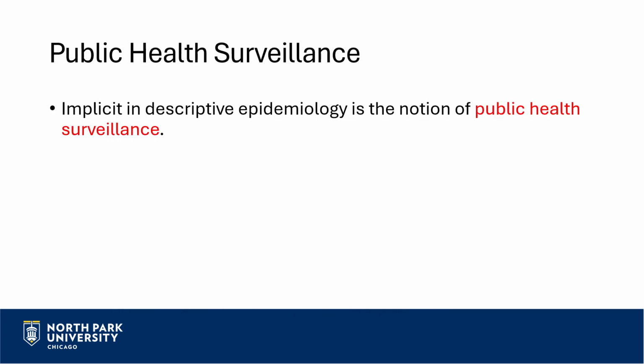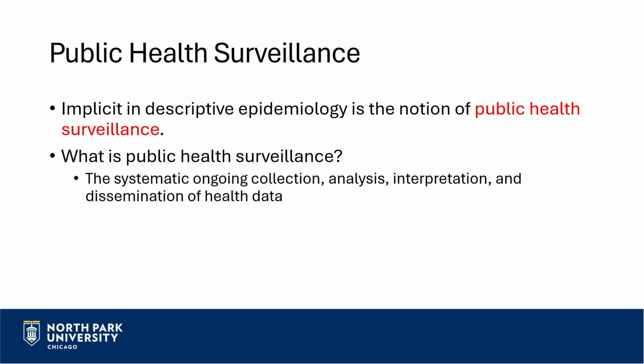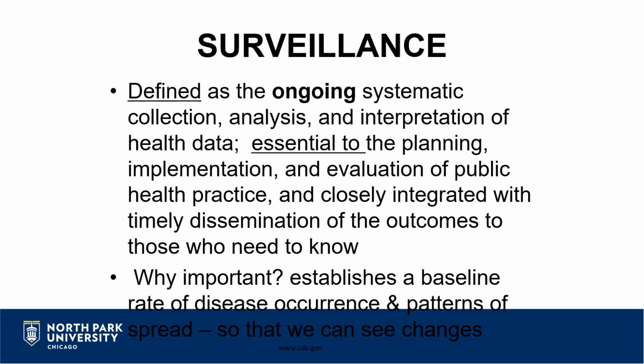Public health surveillance, implicit in descriptive epidemiology, the notion of public health surveillance. This is the collection, analysis, interpretation, and dissemination of health data. This is defined as the ongoing systematic collection and analysis, and we talked about this. It establishes a baseline incidence of disease. So, I do this in clinic when I report things to the Illinois Department of Public Health.